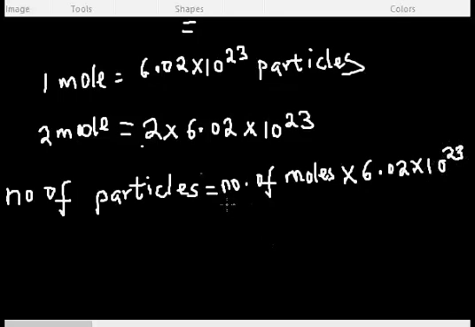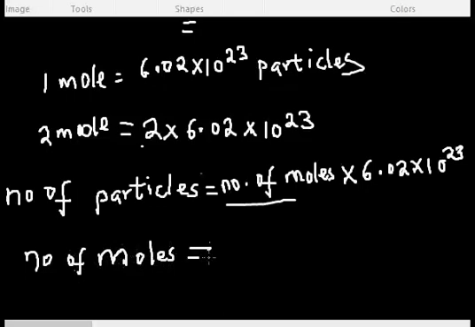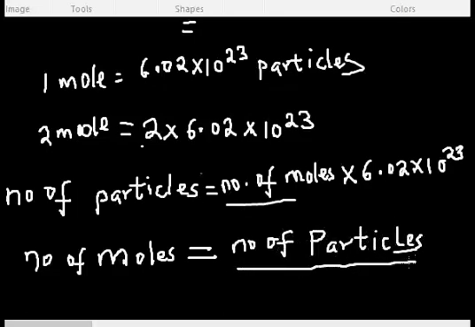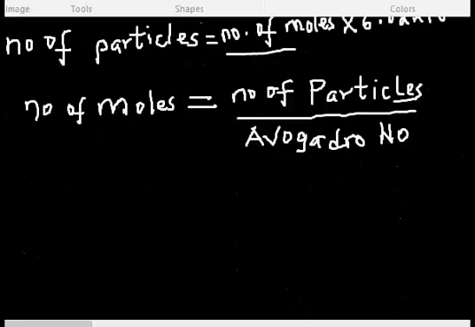So from this formula, if you want to get the number of moles, the number of moles can be given as the number of particles divided by the Avogadro number, which is 6.02 times 10 raised to the power 23.